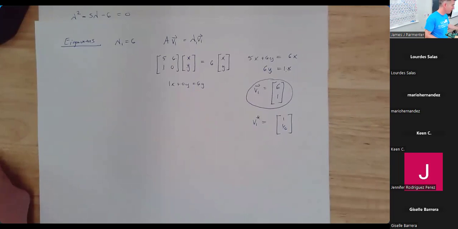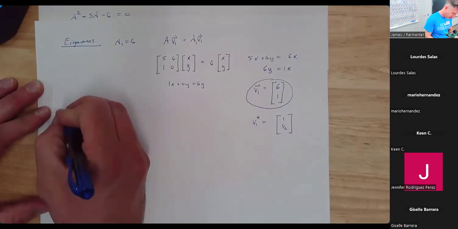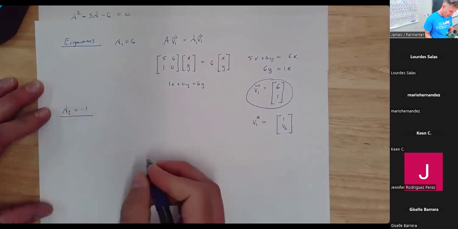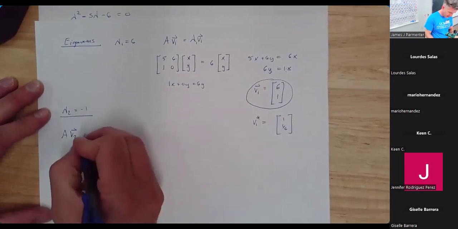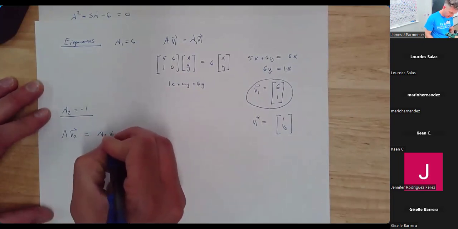Find the other eigenvector. Why don't you all find the other eigenvector? So for lambda 2 equal to negative 1, I want you all to figure out what your eigenvector needs to be for A times v2 equal to lambda 2 times v2.